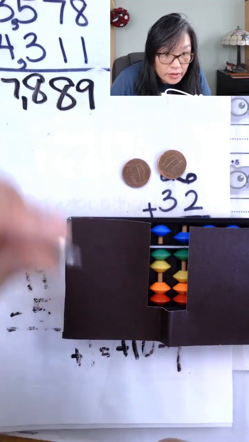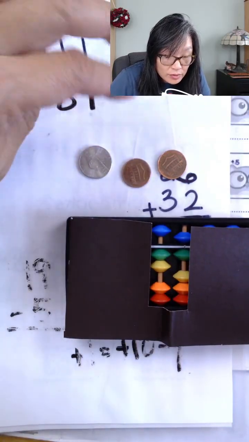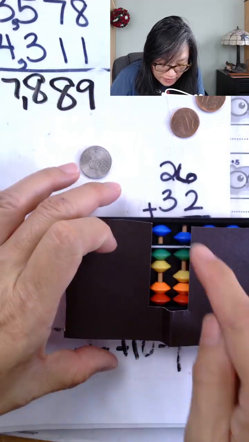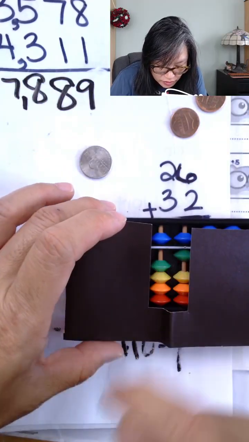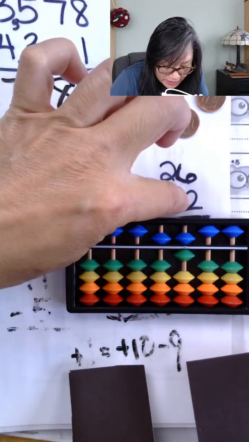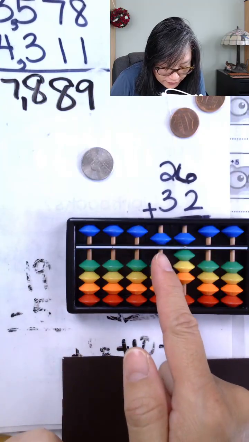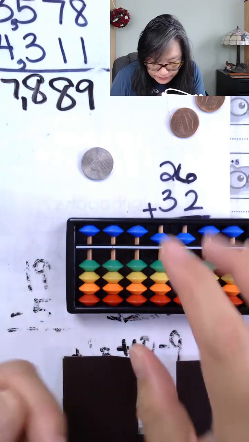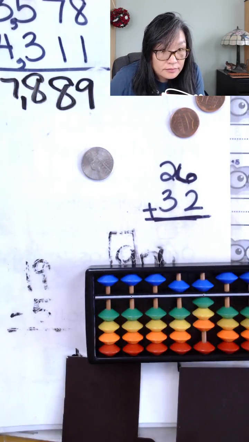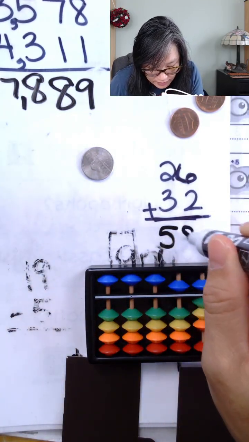No. What am I going to do? I'm going to give you my nickel. But that's too much. I need to take it away. So I'm going to add the 5, take away the 2. And then I need to add the 2. Can I add the 2? Yes, add the 2. So my final answer is 58.